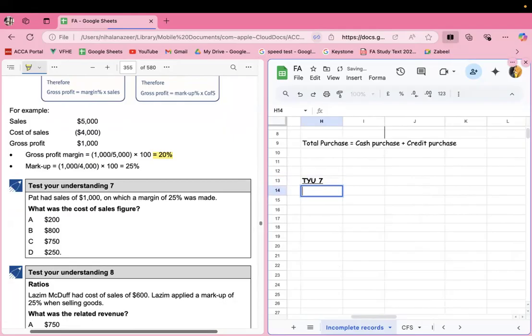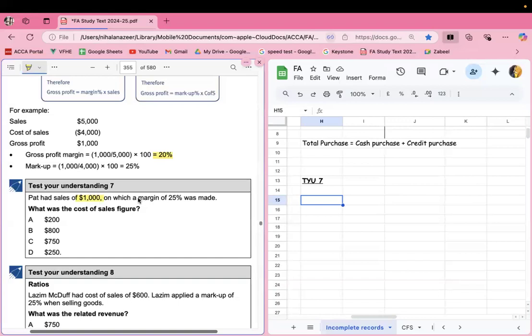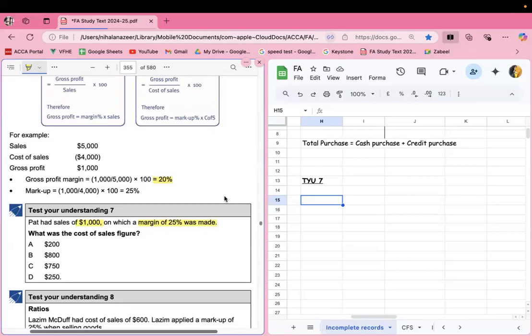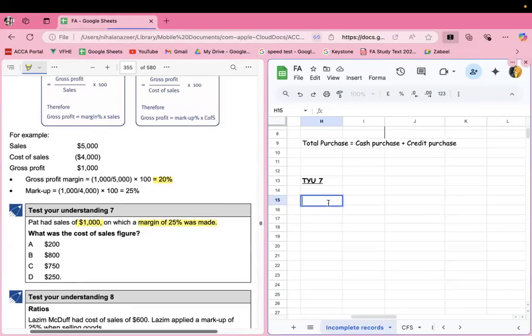So Pack had sales of 1,000, on which a margin of 25 percentage was made. I've told you if it is a margin, sales becomes 100. We are going to write down the equation. We know cost plus profit equal to sales. So here we know sales is 100, and profit is 25 percentage. So how much would be cost? Cost would be 75, right?